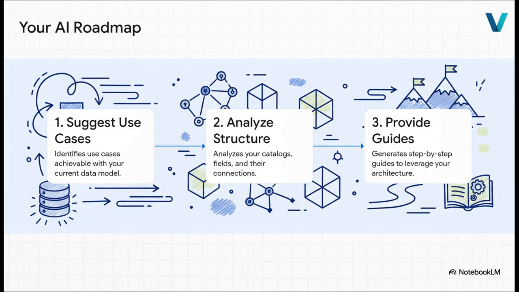And here's how it actually builds your roadmap. First, it looks at your data model as it exists today and figures out which EA use cases you can actually achieve right now. Then it does a deep dive into that model structure. And finally, and this is the best part, it doesn't just give you a high-level recommendation. It generates actual step-by-step guides to help you get it done. It's the bridge from knowing where you are to knowing what to do next.